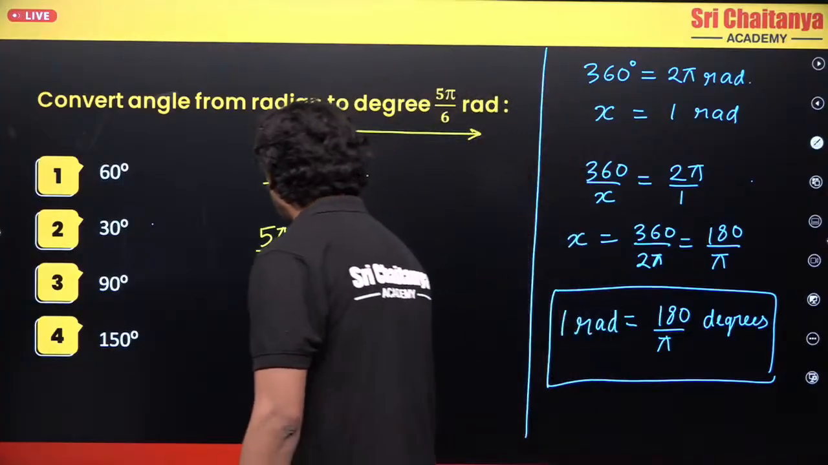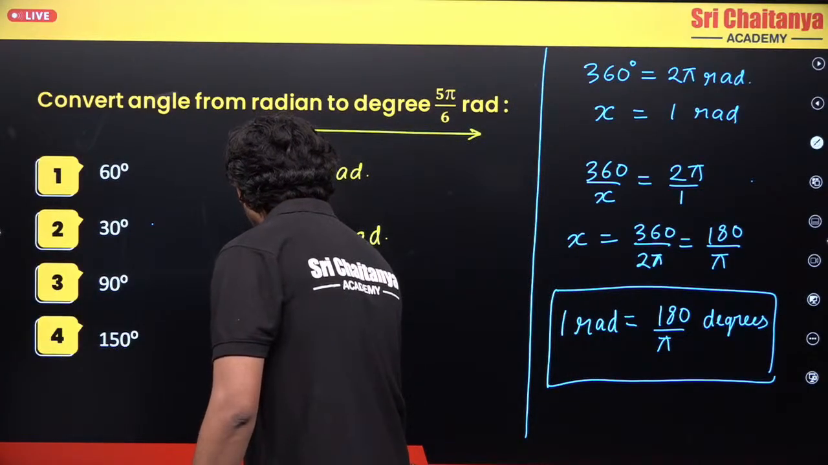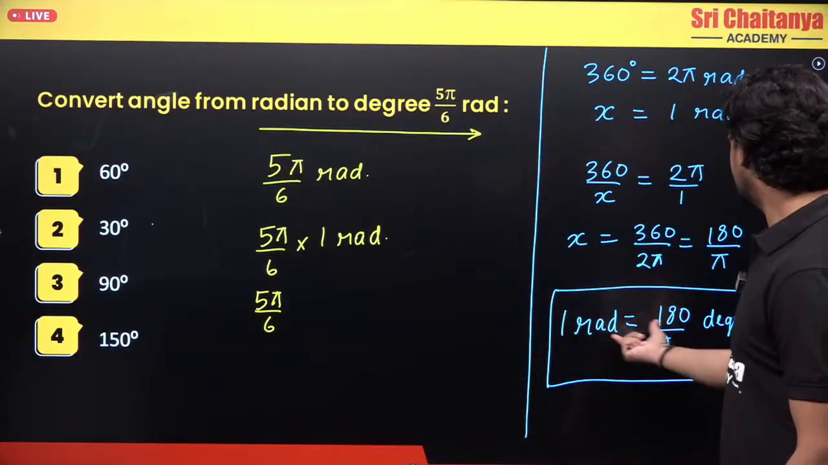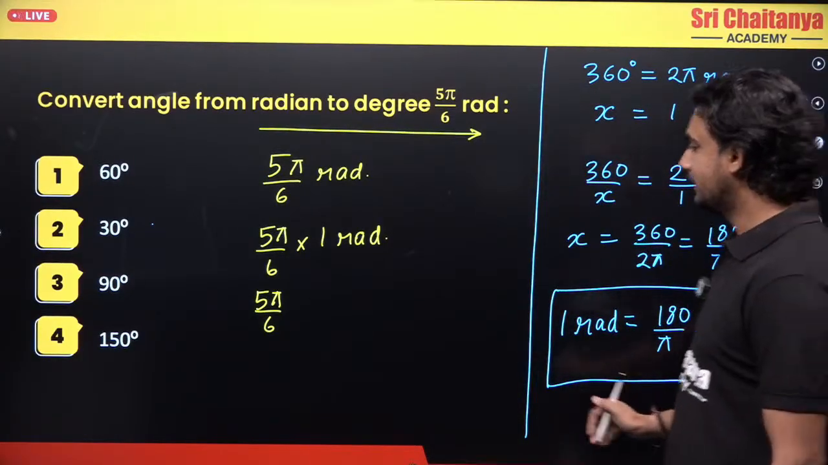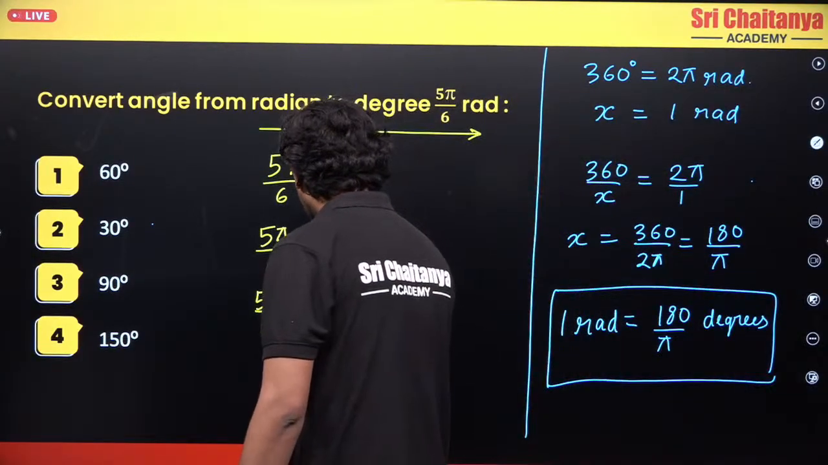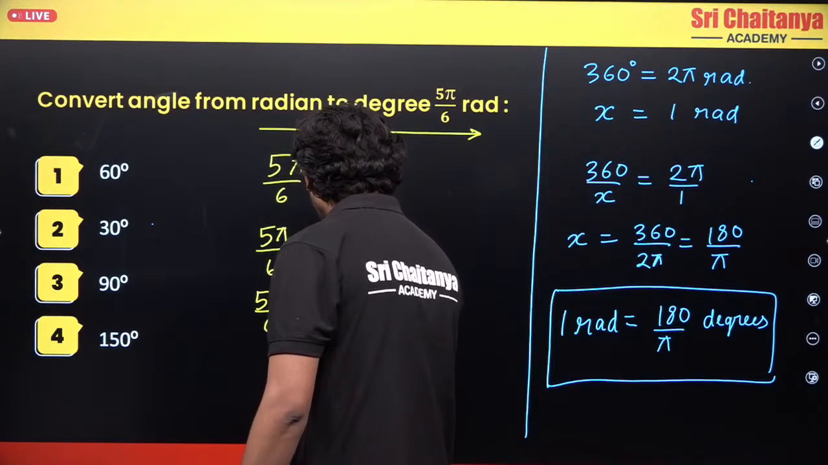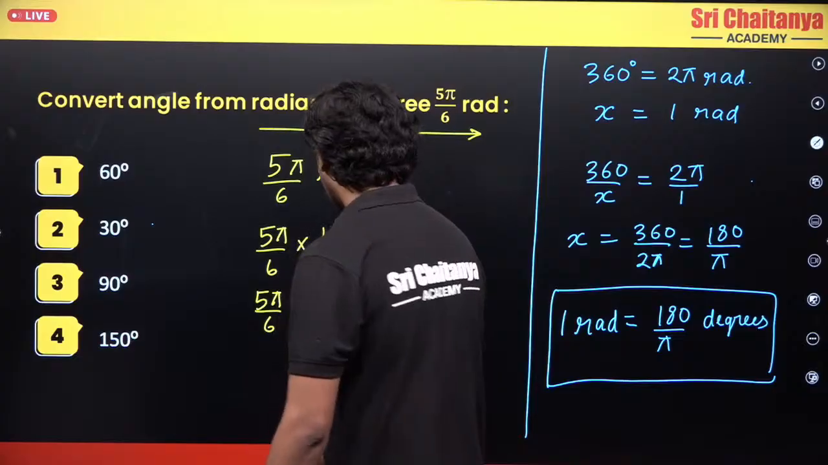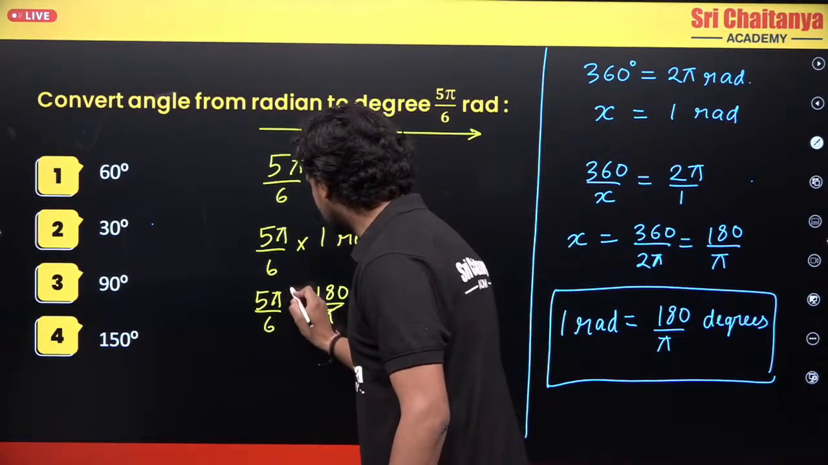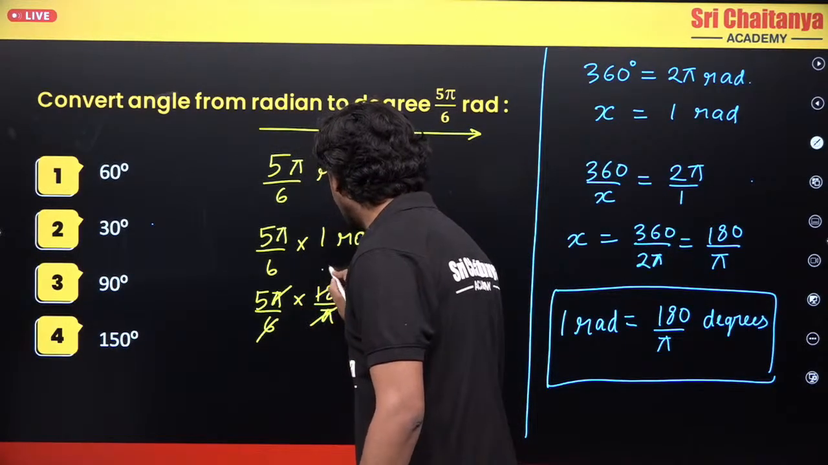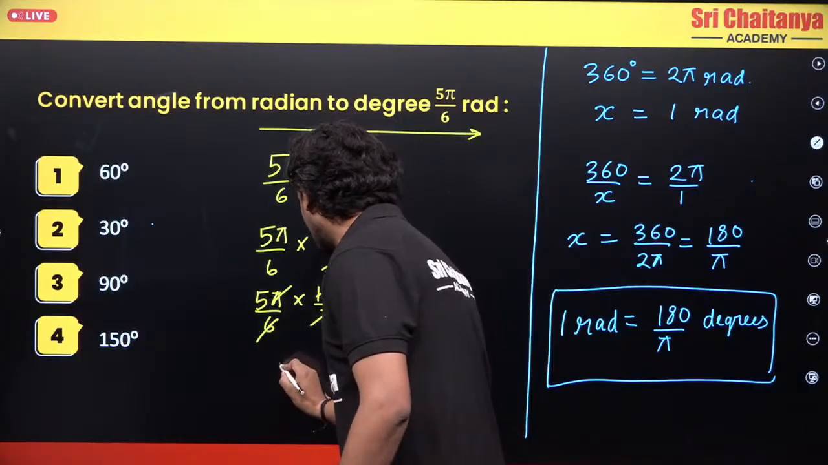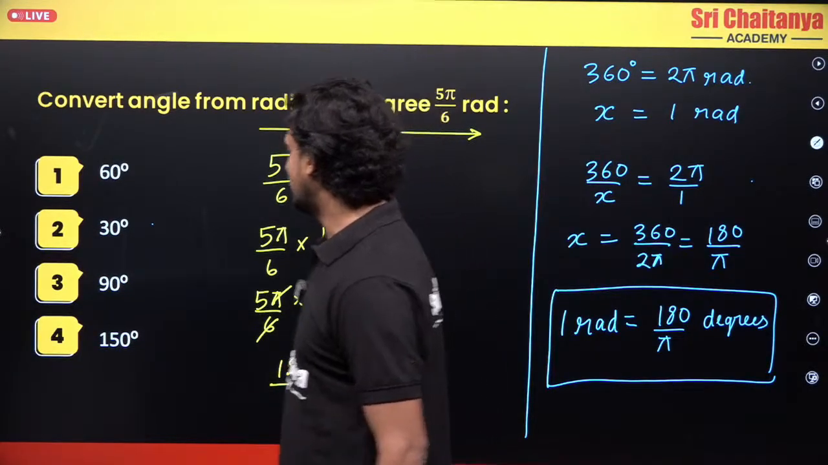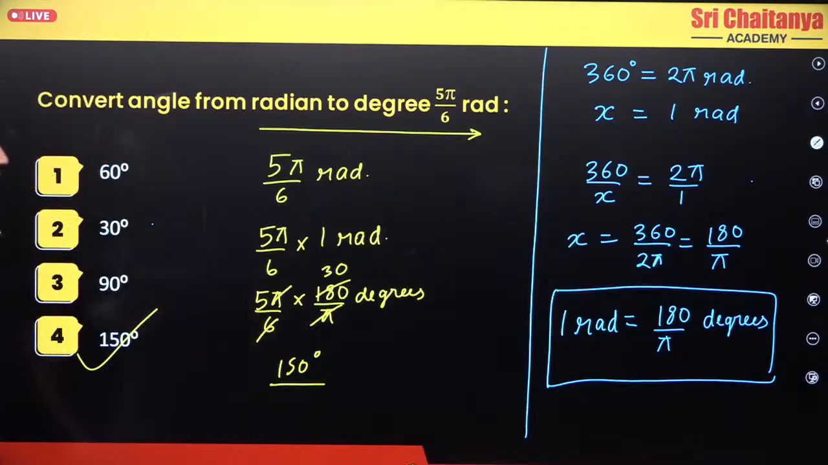Now, what can I write this 1 radian as? So, let's write 1 radian is equal to 180 by pi degrees. Just substitute it here. So, 180 by pi degrees. So, this pi cancels with this pi, 6 3s are 18 and 0. So, this will become how much? 150 degrees. Okay. So, this is my final answer, 150 degrees, option number 4.